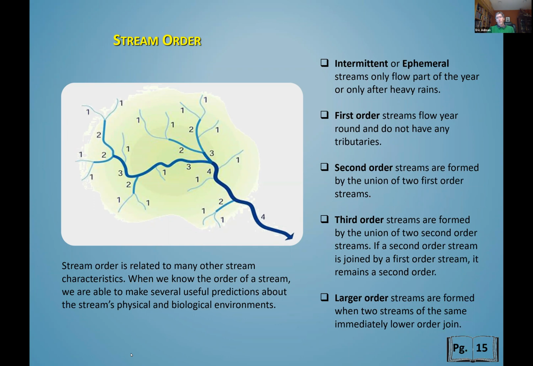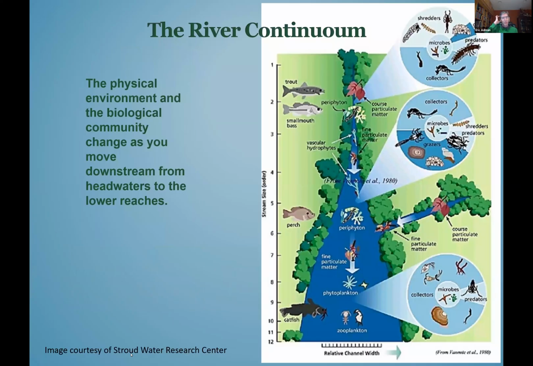The reason why this is important is they have different characteristics. If you're up on the first order, up on the headwaters, you're typically going to have a steeper gradient. I'll show you in the next slide, talking about the river continuum. So as you're more towards the first order, you're more towards the headwaters, and you're going to have a steeper gradient, more of a V-shaped channel. Typically, almost the whole channel is going to be covered by some sort of vegetation, and you'll have certain organisms that are more prevalent.